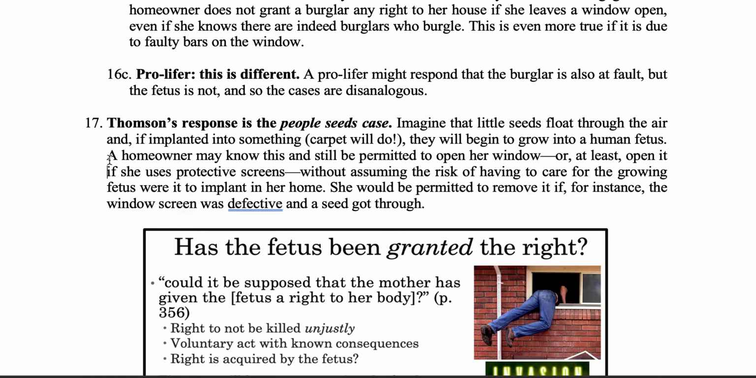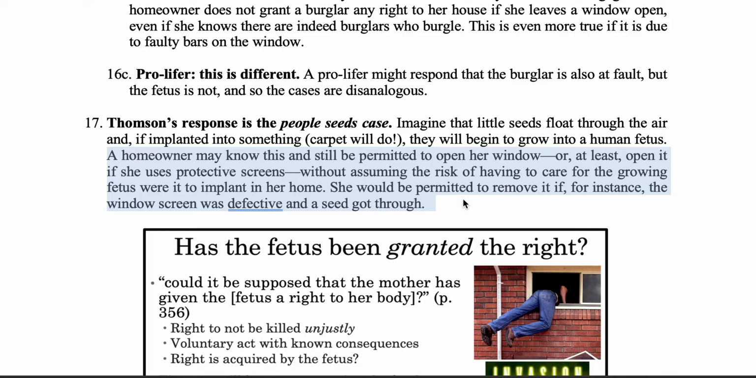Right? Now, imagine a homeowner knows this, right? But it seems like they're still permitted to open their window. Or maybe use protective screens, right? And if they can do that and use some protective screen that's pretty good at keeping these people seeds out, it seems like they haven't granted the people seed, the little fetus that's going to start growing, a right to their house.